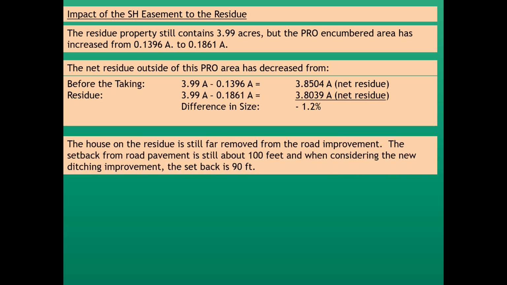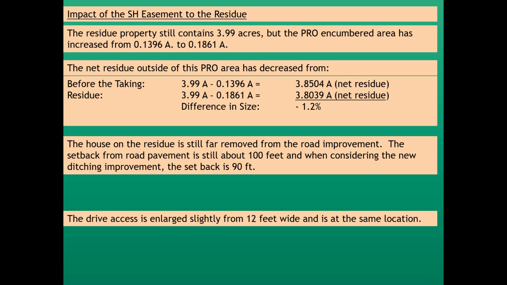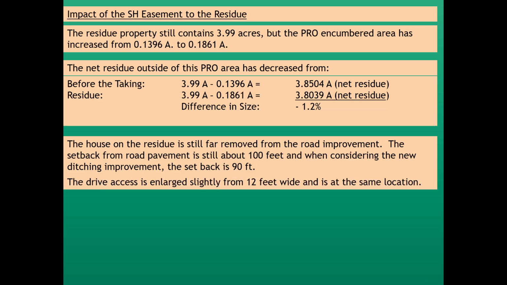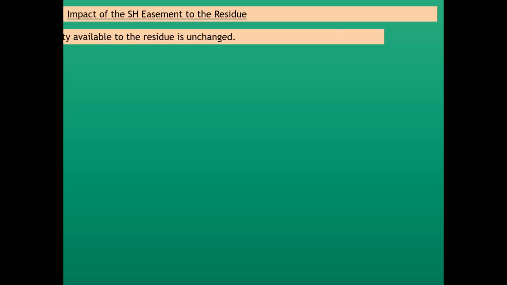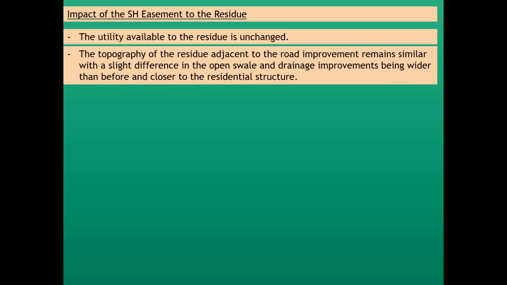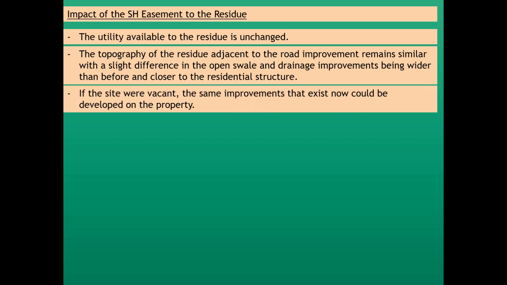The house on the residue is still far removed from the road. The setback from the road improvement is still about 100 feet, but when considering the new ditching improvement, the setback is going to be 90 feet. The drive access is enlarged slightly from 12 feet and is at the same location. The utility availability to the residue is unchanged. The topography of the residue adjacent to the road improvement remains similar, with a slight difference in that the open swale and drainage improvements are wider than before and slightly closer to the residential structure.